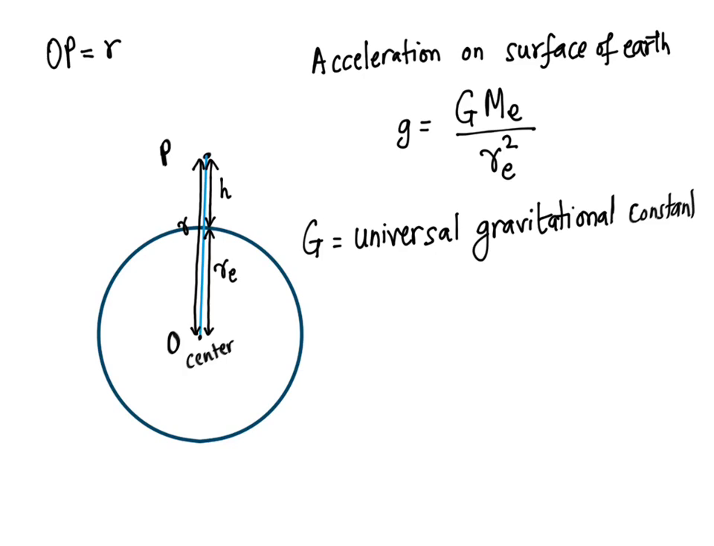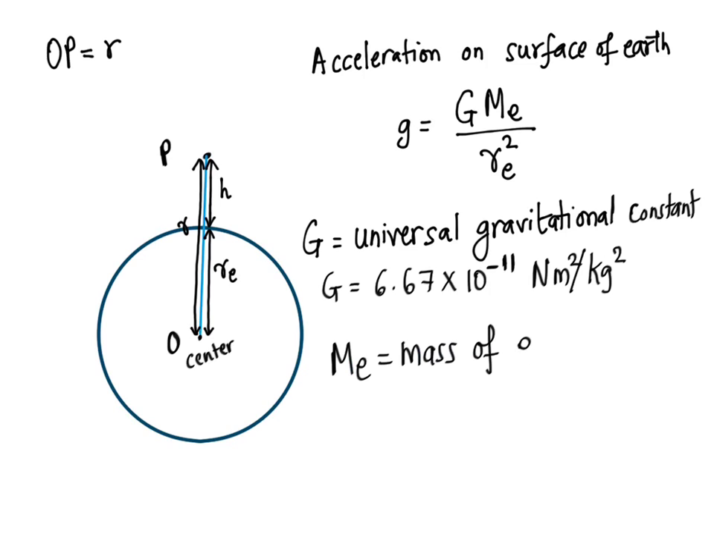Capital G is the universal gravitational constant. Its value is given as 6.67 into 10 to the power negative 11. ME is the mass of the Earth. RE is the radius of the Earth.